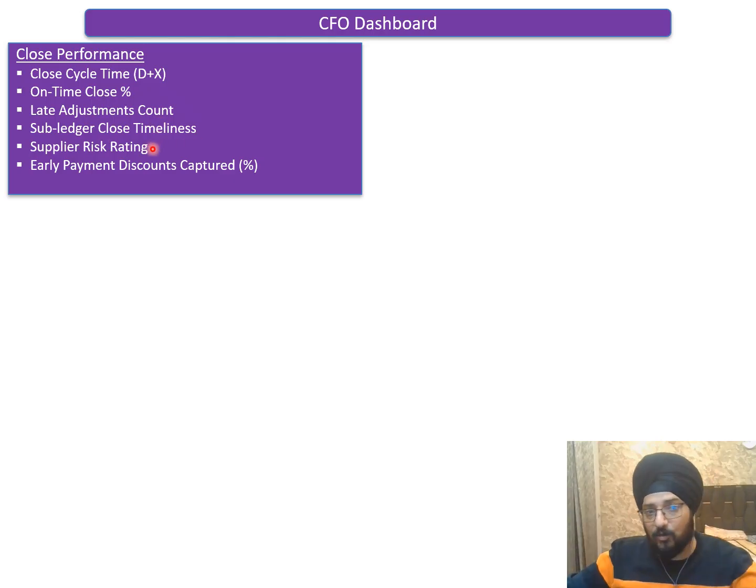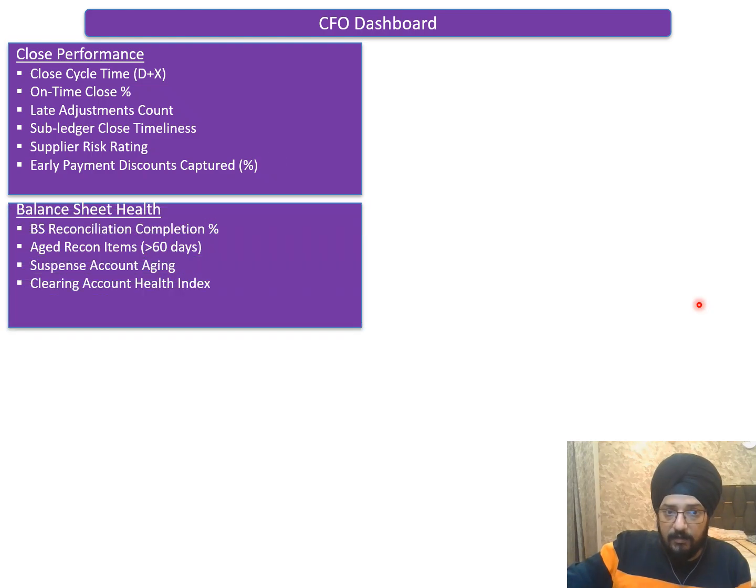Supplier risk rating, this will help us to evaluate whether they need to do some adjustment in the risk rating of the supplier to make sure that they are dealing with the right set of people. And early payment discount capture percentage. This is also one of the important parameters, because as a CFO, he wants to understand whether the suppliers who are offering the discount, are we actually availing the discount or not.